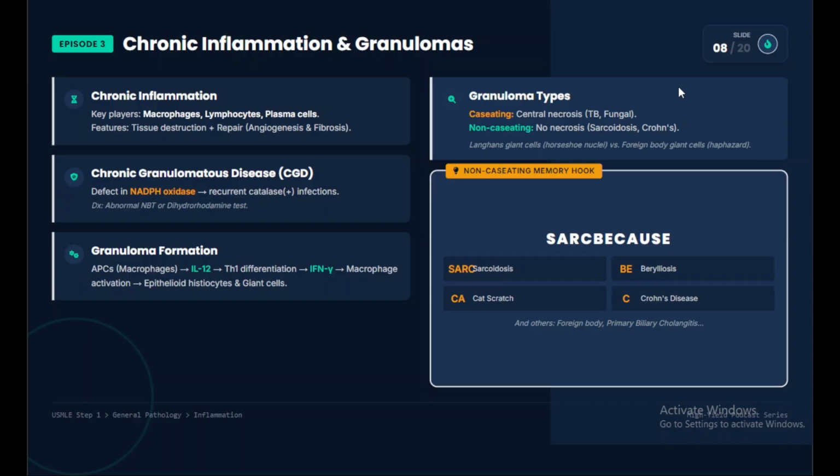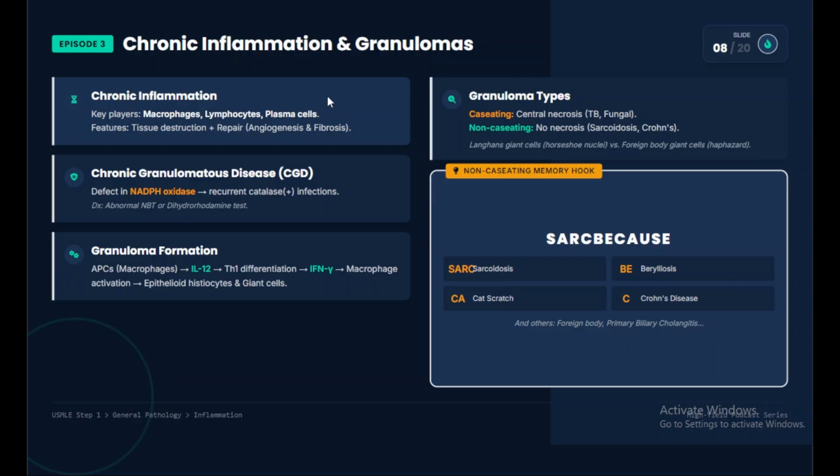So, unlike acute inflammation, which is dominated by neutrophils, chronic inflammation is dominated by macrophages, lymphocytes, and plasma cells. Macrophages are the cleanup crews and commanders, lymphocytes coordinate the immune attack, and plasma cells produce antibodies for ongoing defense. So they are simply long-term fighters.